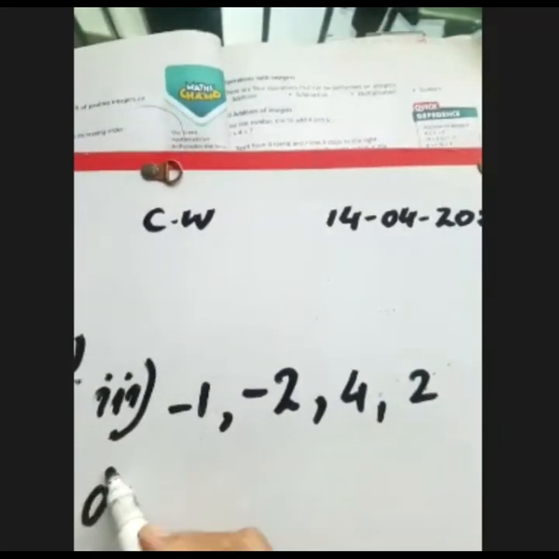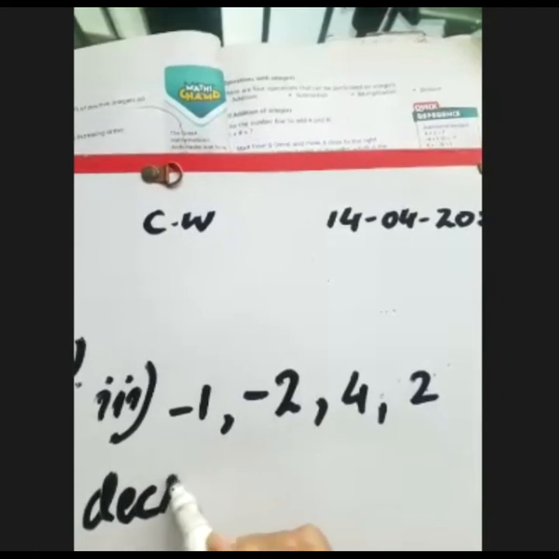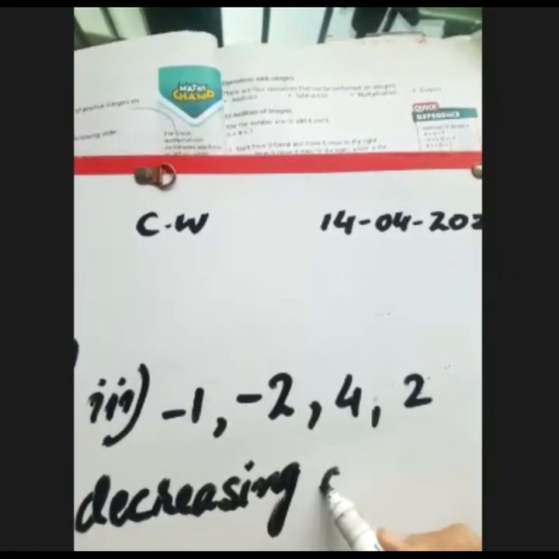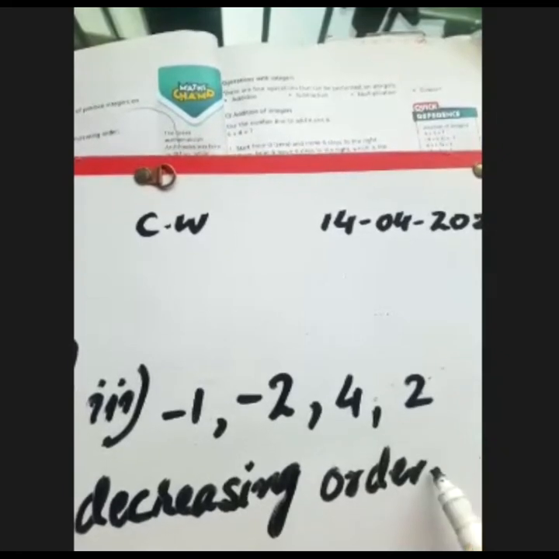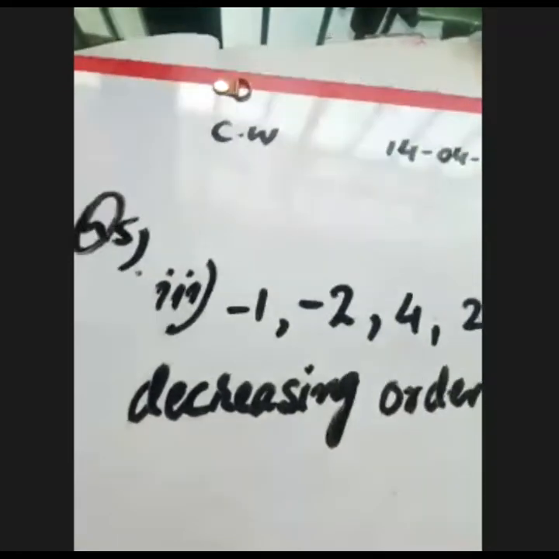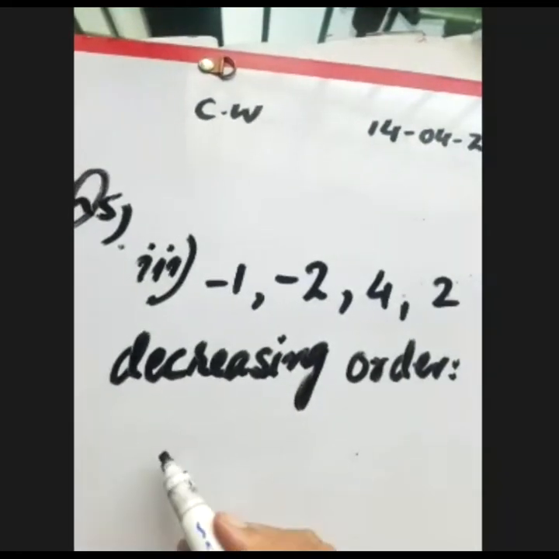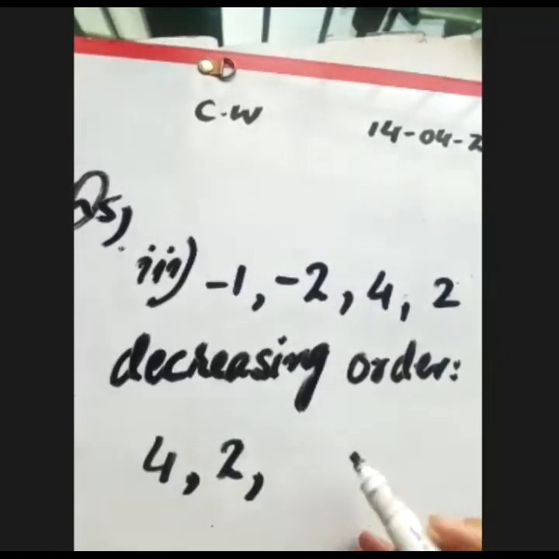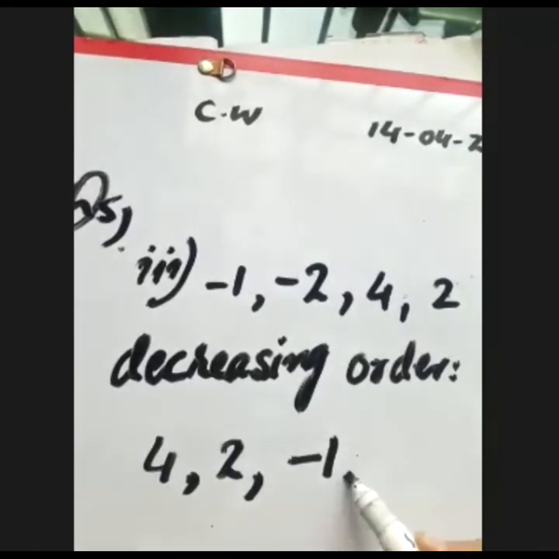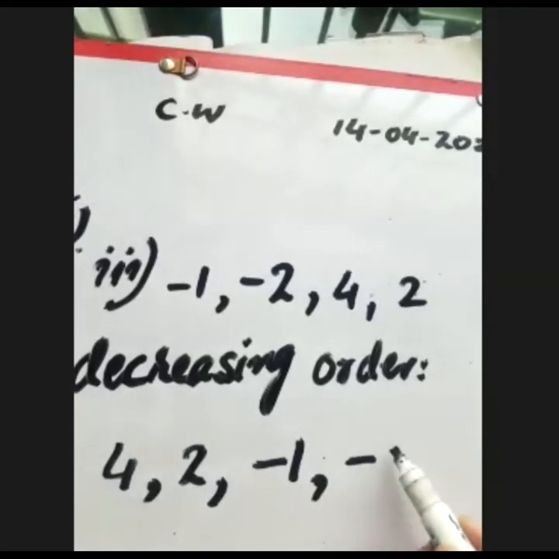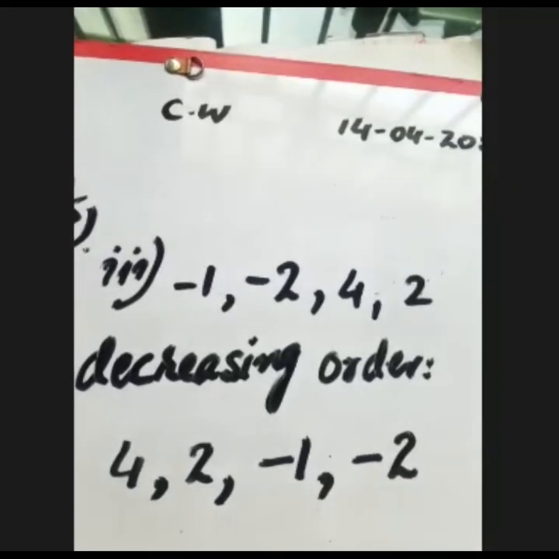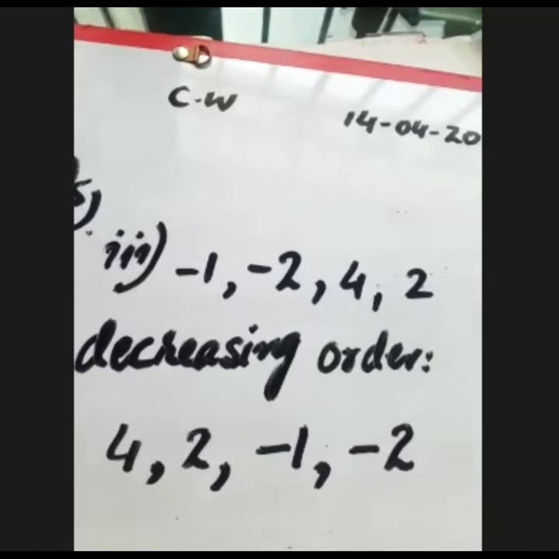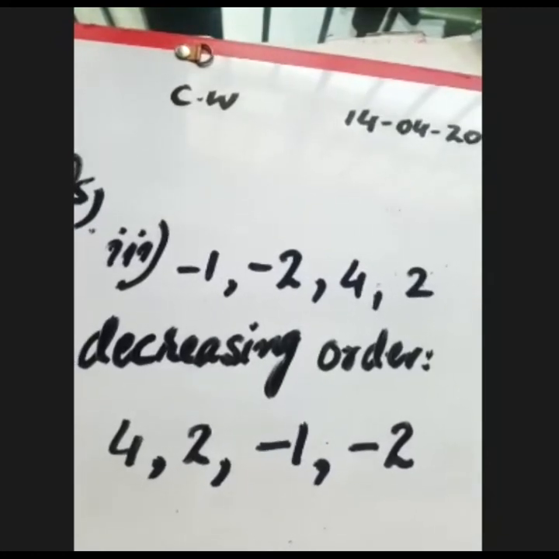So write down decreasing order. The decreasing order of the given numbers is 4, the greatest one. Then the smaller number is 2, then minus 1, then minus 2 in the end. This is the smallest number. So this is the decreasing order of the given 4 integers. Part 3, question number 5.